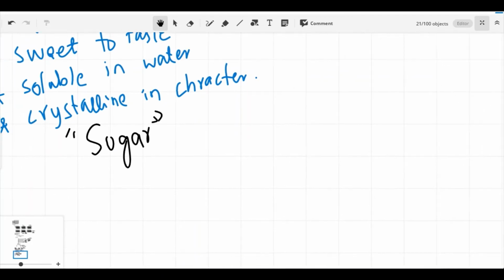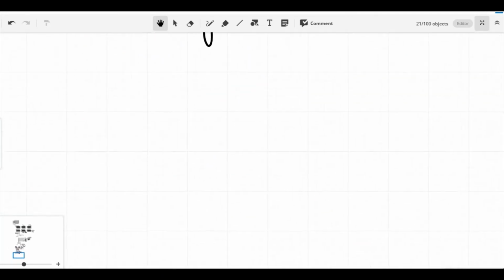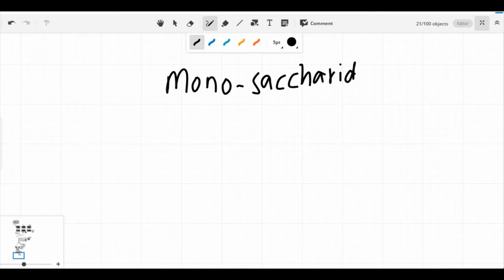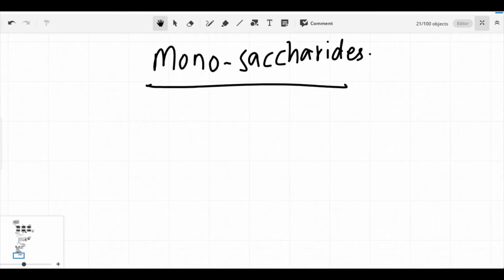Now we are going to discuss the first group of the carbohydrate, that is monosaccharides. Remember, mono means one, and saccharide, as I already discussed, means sugar. So monosaccharides are the simplest group of the carbohydrate, often referred to as simple sugar.